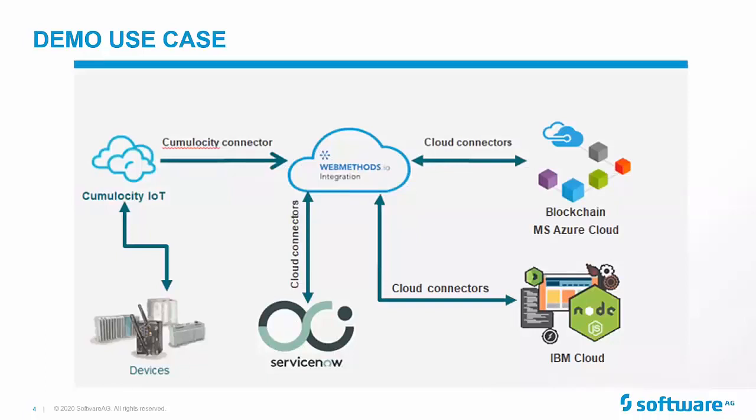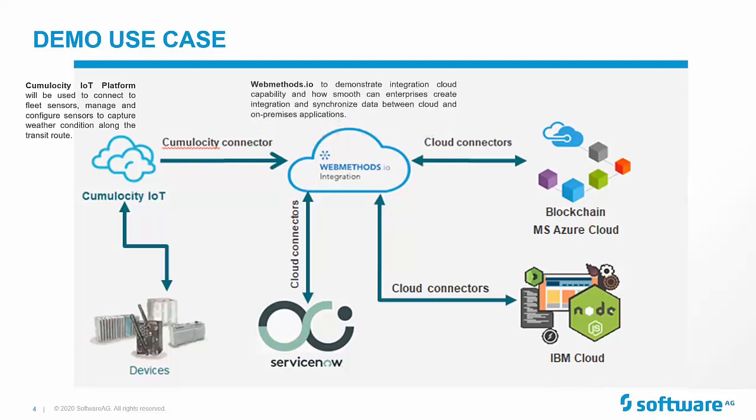The solution is highlighting cloud integration capability of webMethods IO and Cumulocity IoT platform. Cumulocity IoT platform will be used to connect fleet sensors, manage and configure sensors to capture weather condition along the transit route. webMethods IO is an iPaaS solution, integration platform as a service, and is used to demonstrate integration cloud capability and how smoothly enterprises can create integration and synchronize data between cloud and on-prem applications.